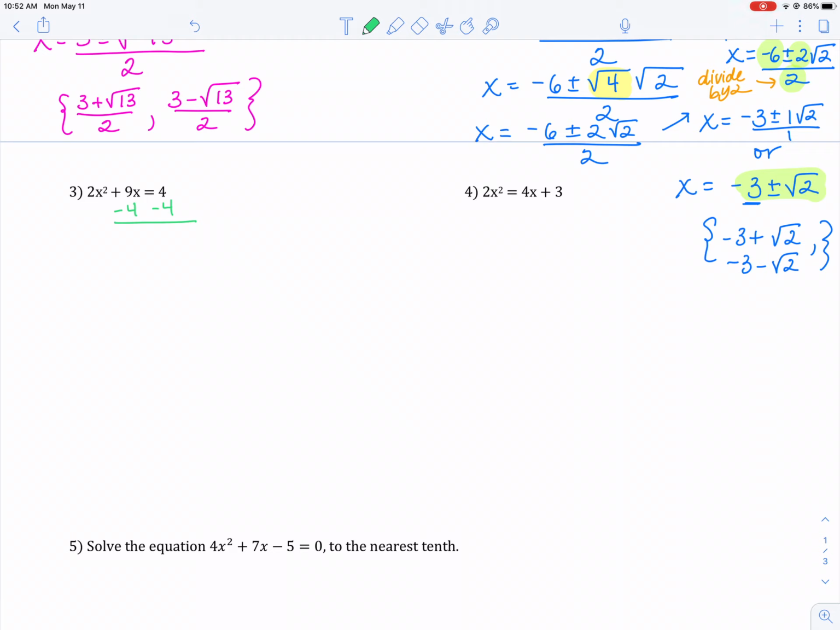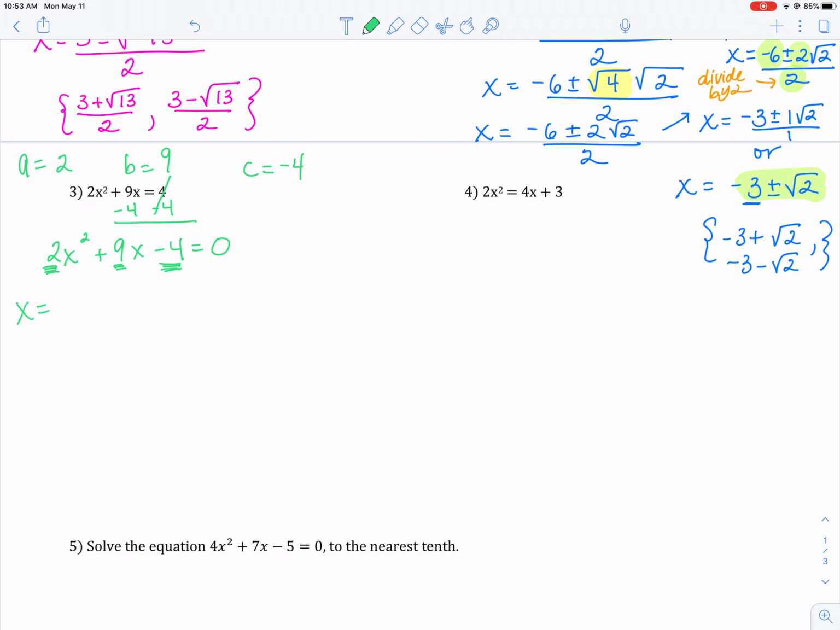Now, when you subtract 4 from this side, I keep my 2x squared, I keep my 9x, and then I minus 4. So notice the negative 4 and the 9x are not like terms. Don't combine them. Now you could tell me the value of A, B, and C. A is just the number 2. Here it is. B is the number 9. And C, the sign goes with it, is a negative 4.